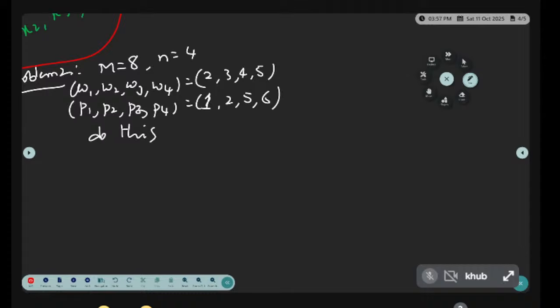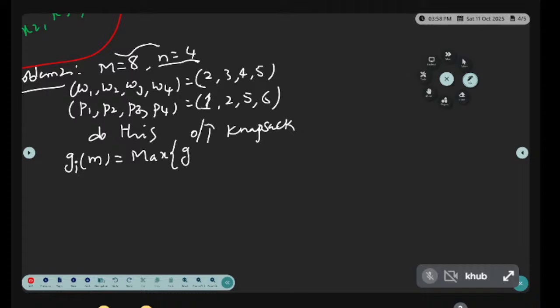So consider next. Consider there are 4 items and the bag capacity is 8 units. 4 item weights and profits are given. Now solve using 0/1 knapsack problem. Using 0/1 knapsack, same formula, Gi of m is equal to maximum of Gi of m comma Gi plus 1 of m minus W of i plus 1 plus next item.